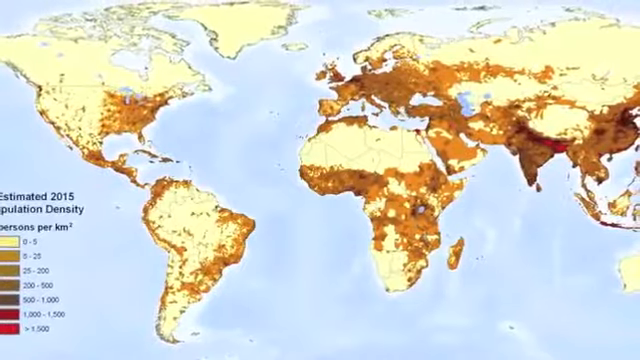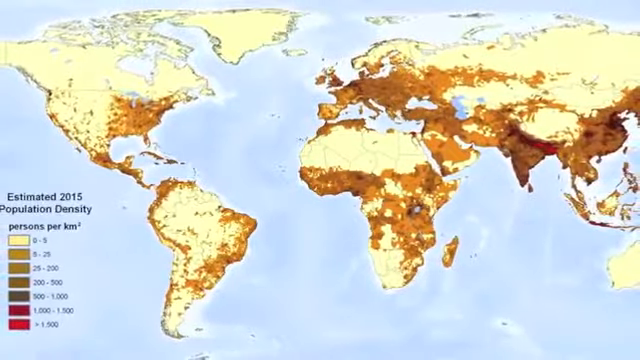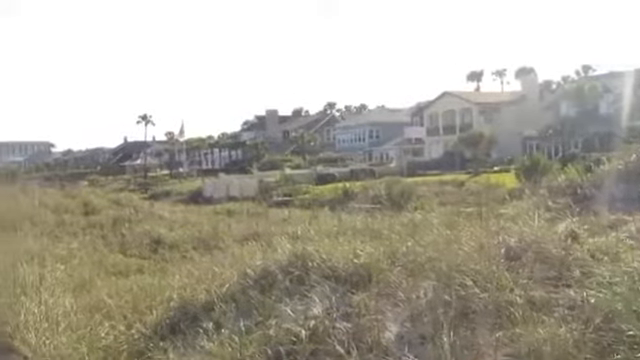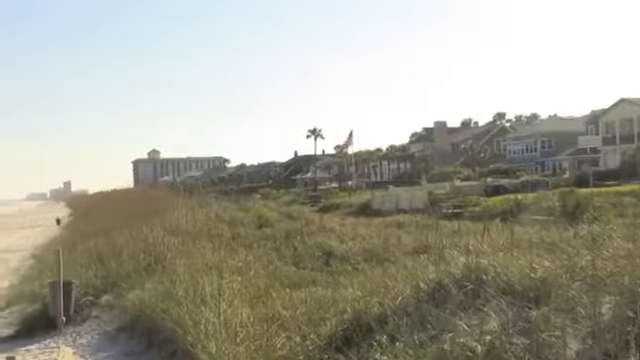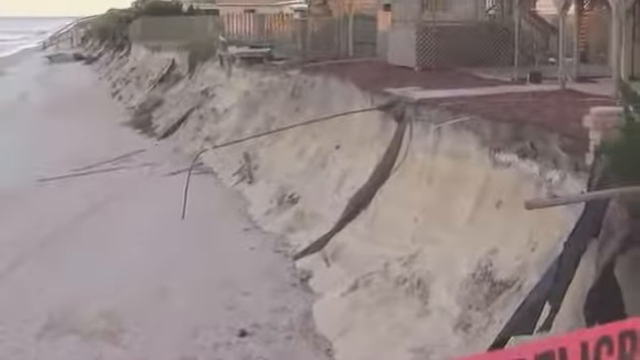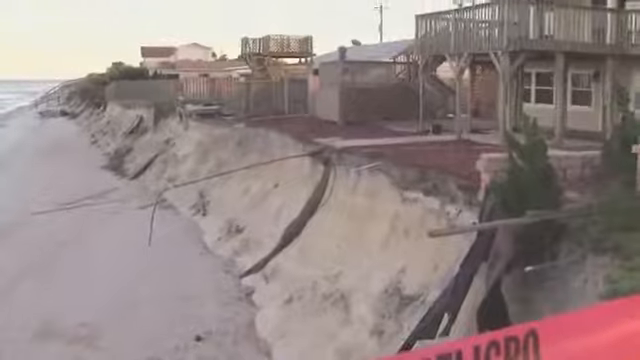Almost half of the world's population lives within 150 kilometers of the ocean, with 123.3 million people living on the coast in the United States alone. However, coastal systems are highly dynamic and constantly in flux. For human-dominated coastlines, processes such as erosion and accretion can be destructive.